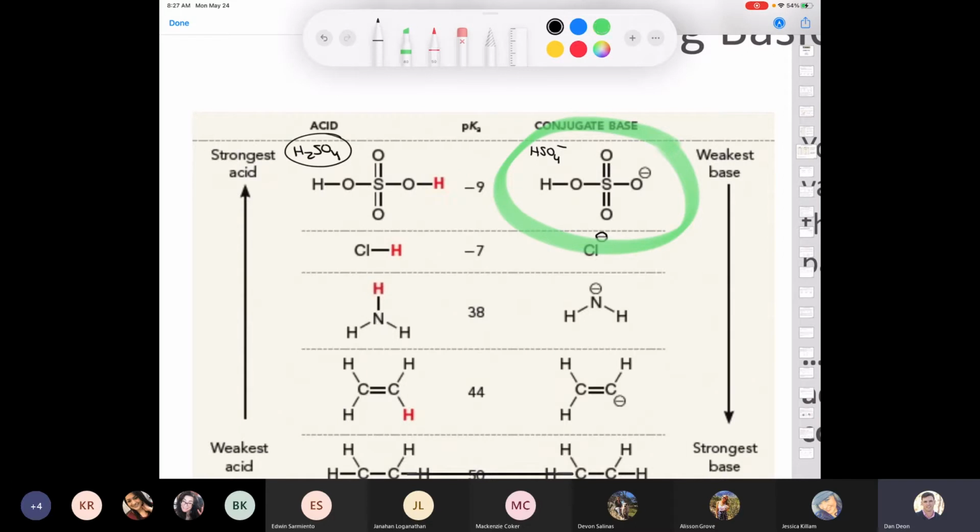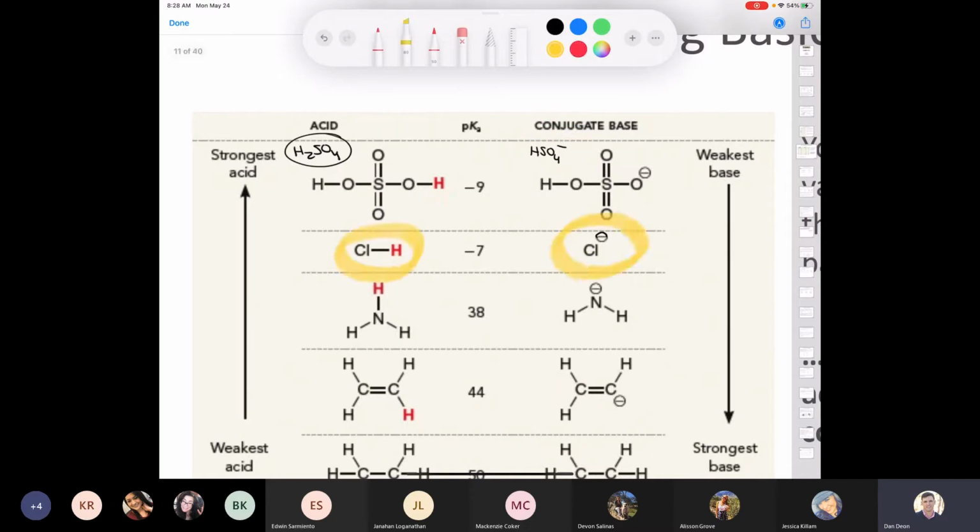Why is it so stable? Well, for one thing, you could draw a bunch of resonance structures here, couldn't you? You could draw one there, you could draw one over here, right? You have all these electronegative oxygens just sucking that electron density away. So the reason why it's a weak base is because it's stable. Once it loses the proton, it's still kind of good. It's like, okay, I lost a proton, but hey, I'm okay with my identity as a conjugate base. Okay?